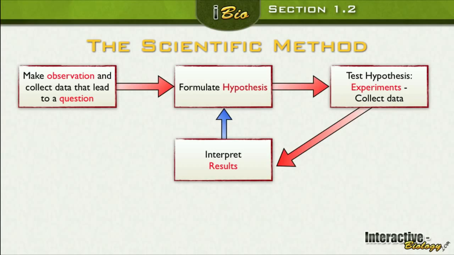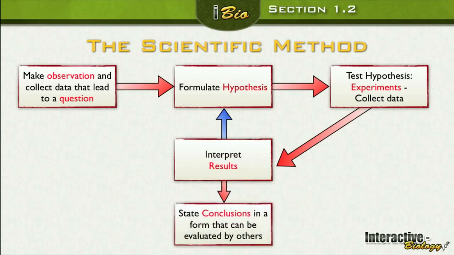So you're going to go back to the hypothesis stage, and you'll do that over again, do some more experiments, get some results, interpret those results. Ultimately, what do you want to do? You want to state your findings, and what do you call that? Your conclusions. So you're going to state your conclusions, but it has to be in a form that it can be evaluated by others.